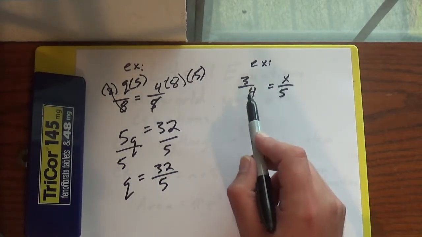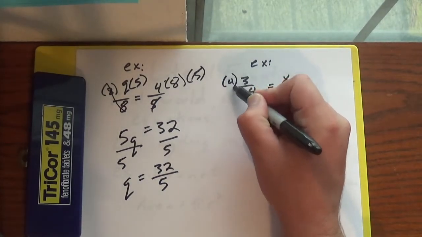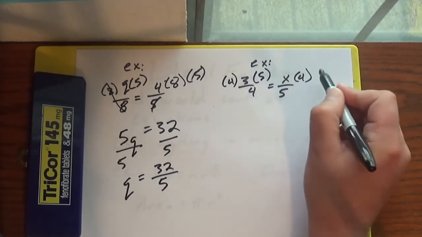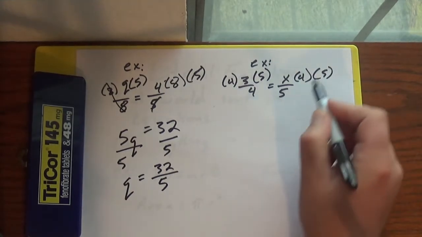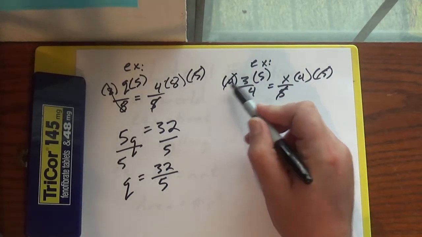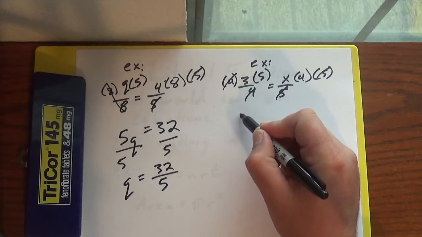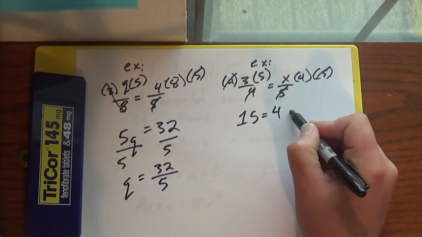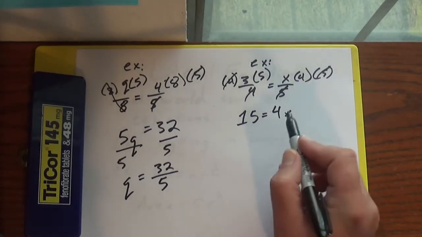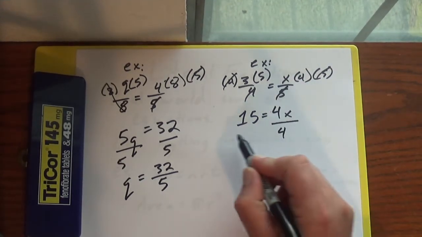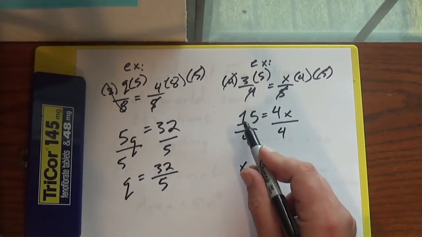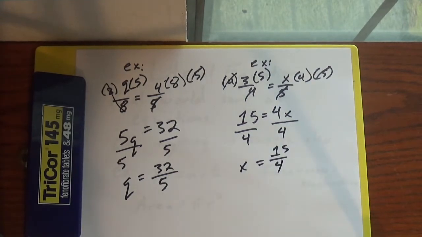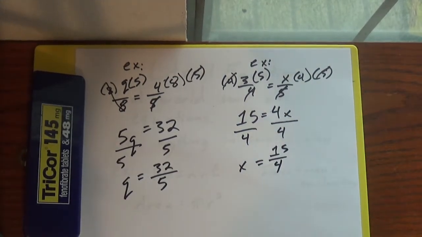And on this one, I've got a 4, so I'm going to multiply everything by 4. Got a 5, so I'm going to multiply everything by 5. This and this cancel, this and this cancel. So 3 times 5 is 15, and 4x. Now I need to divide. Divide, divide. Those don't cleanly divide, so I'll just leave them the way they are. Alright, that's all you need to know about that one.